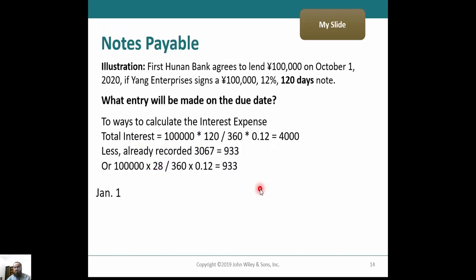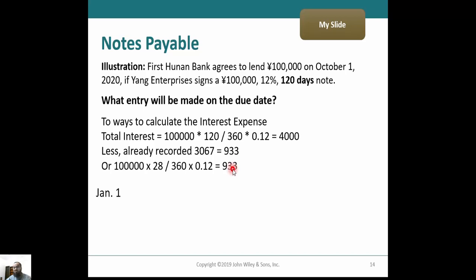Then on 29 January, when the note is actually becoming due, there is some expense that has to be recorded in January as well. So there are two ways, right? The first way is that total interest for 120 days is 100,000 into 120 over 360 into 0.12, which is 4,000. We have already recorded 3,067, so the balance amount has to be recorded as an expense, 933. Or we can calculate it as 100,000 multiplied by 28 days of January over 360 multiplied by 0.12, because up to December 31 we have already recorded the interest. That gives 933. So this is the amount of interest expense which is to be recorded, right?